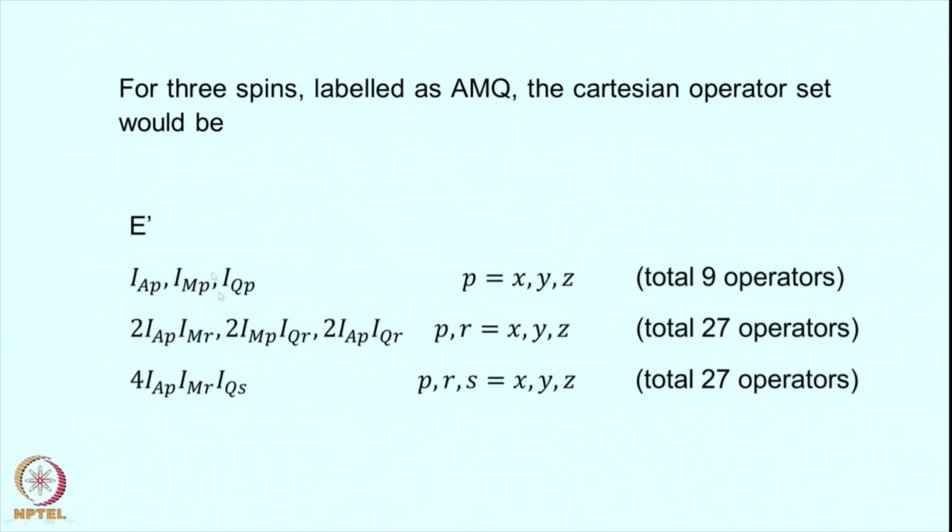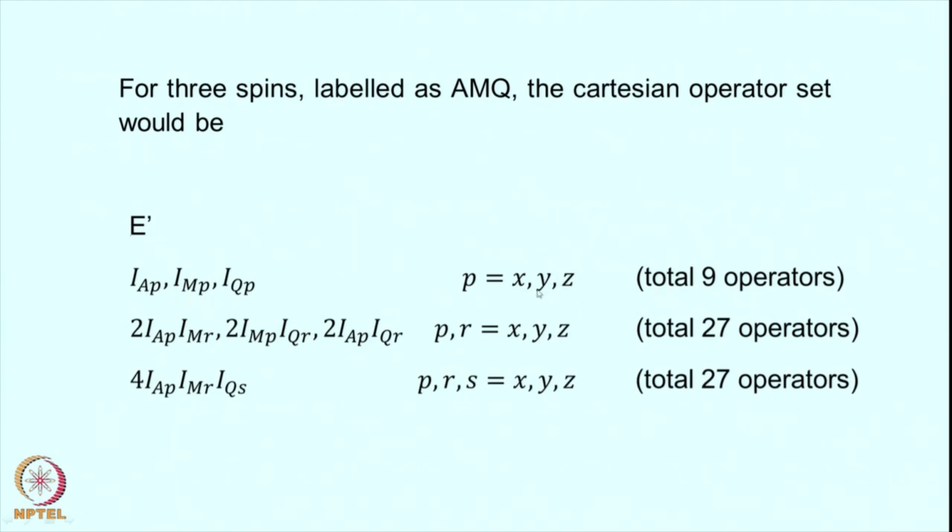So likewise, if you go for 3 spins, how many operators will you have? Notice in the previous case we had a total of 16, 4 to the power 2. Now if you have 3 spins, I should have 4 to the power 3, so that means 64 operators. Here it is the unit matrix once more, and then I will have IAP, IMP, IQP, where P goes from X, Y, Z. So there will be a total of 9 operators. A, M and Q are the 3 spin symbols, and P goes from X, Y, Z.